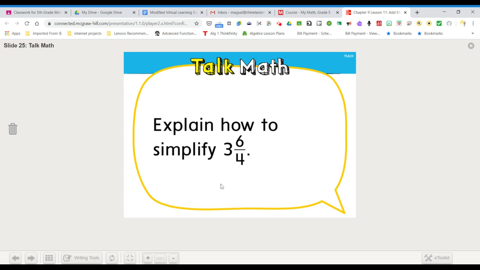So explaining how to simplify 3 6/4, we have an improper fraction here. In your flip books, you have examples on how to change an improper fraction into a mixed number. 4 goes into 6 one time with 2 left over. So the answer for 6/4, just forgetting about the 3 for a minute, as a mixed number would be 1 2/4, or 1 1/2 if you simplify it. And 1 1/2 plus the original 3 would give you 4 1/2.